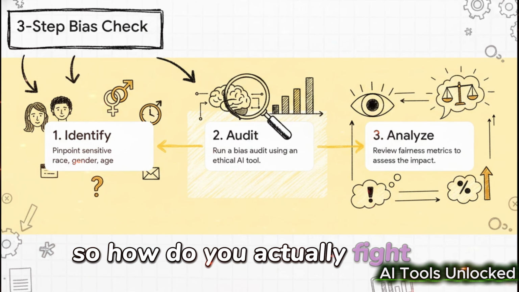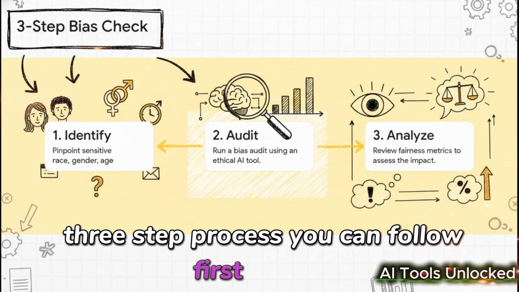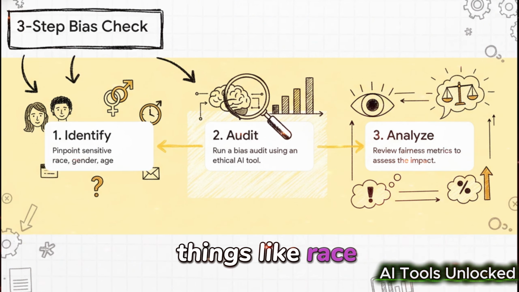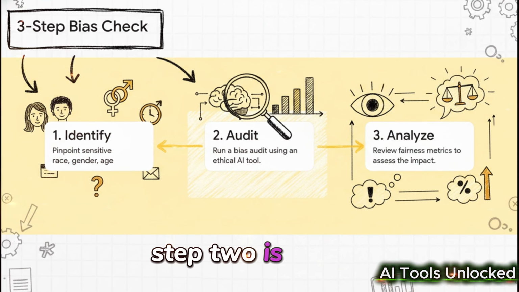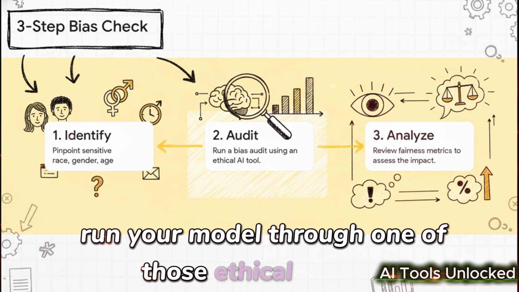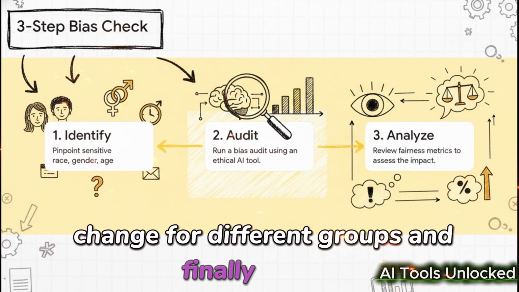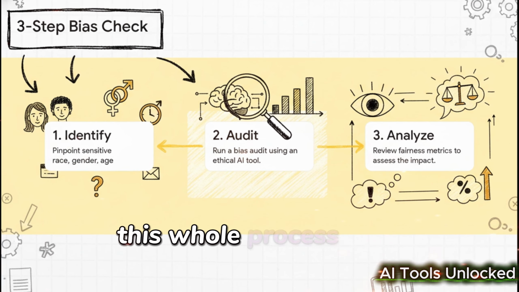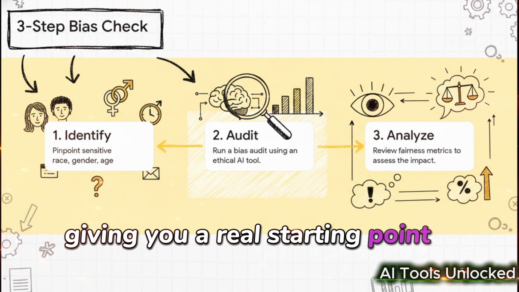So how do you actually fight this? Well, here's a really simple 3-step process you can follow. First, identify. You've got to pinpoint the sensitive stuff in your data, things like race or gender or age that could be vulnerable to bias. Step 2 is to audit. Run your model through one of those ethical AI tools and just see how its predictions change for different groups. And finally, analyze. Look at the fairness metrics. Are you seeing big differences? This whole process takes something that was invisible and makes it visible, giving you a real starting point to fix.